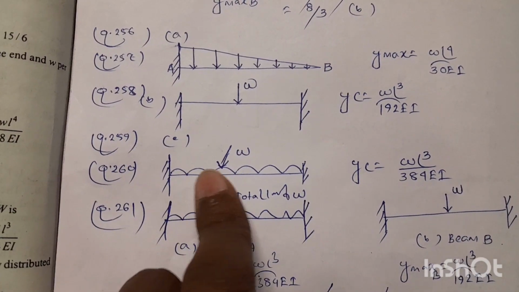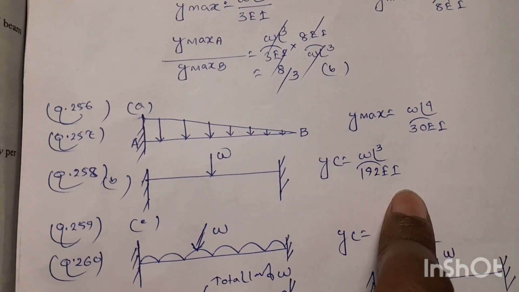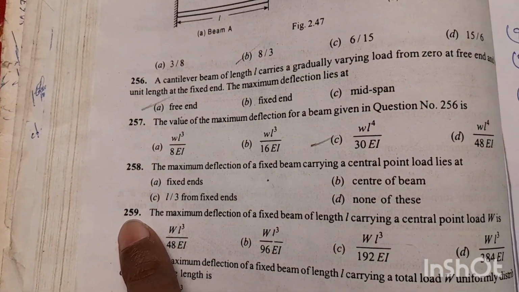As per the question, the fixed beam subjected to a central point load W, the maximum deflection will be WL cube by 192 EI. So for question number 259, option C is the right answer.